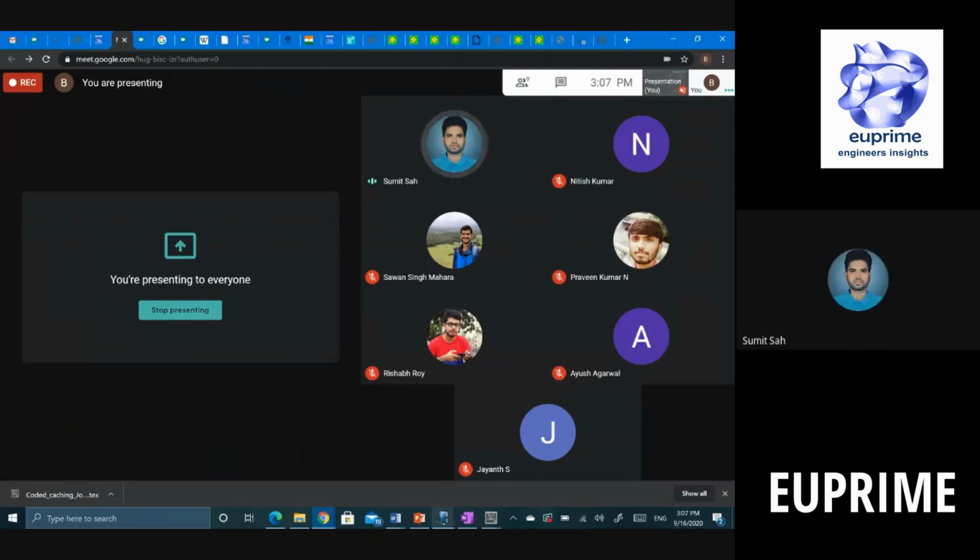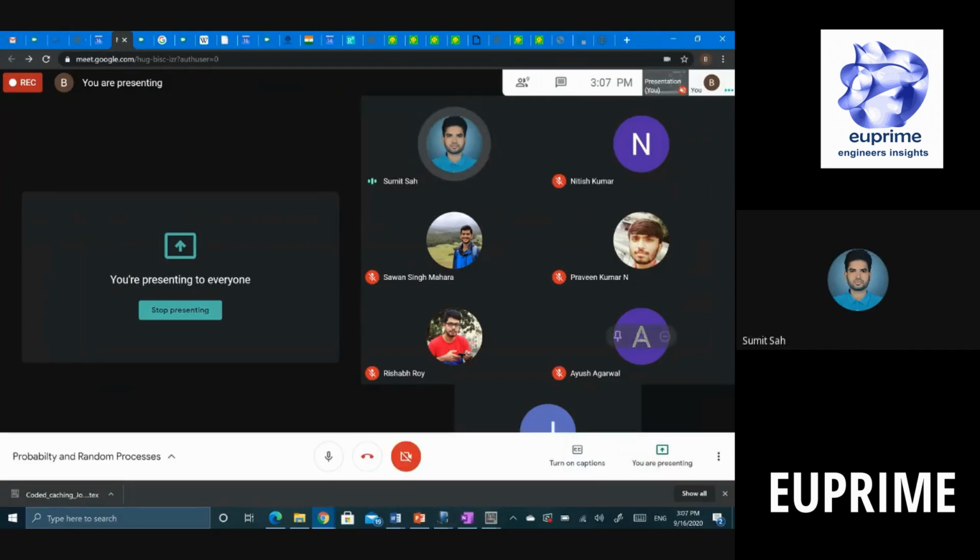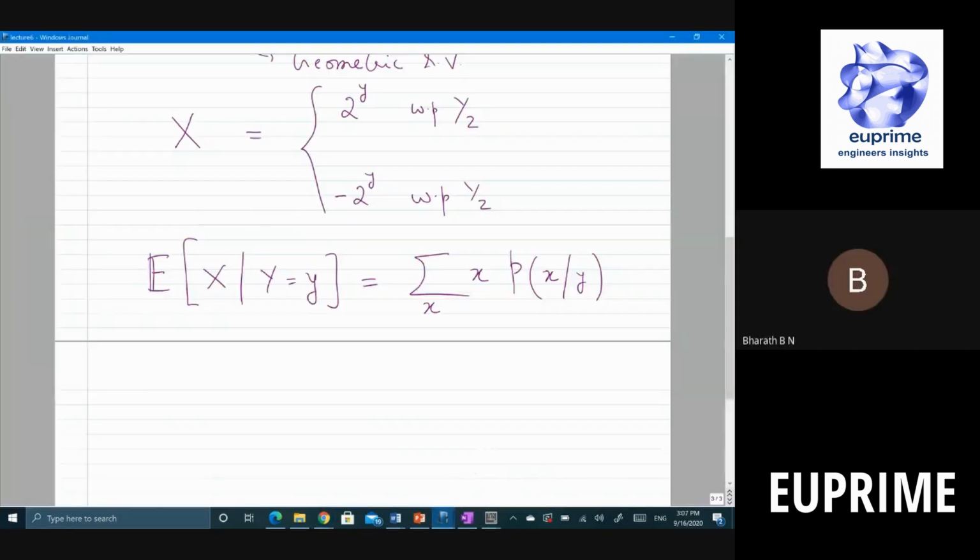It will get cancelled out, sir, because we are taking Y is equal to 1. So we get two things, sir, 2 to the power y is also there and negative of 2 to the power y is also there, and multiplication with the X only.